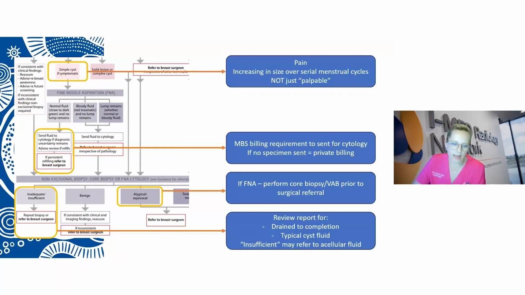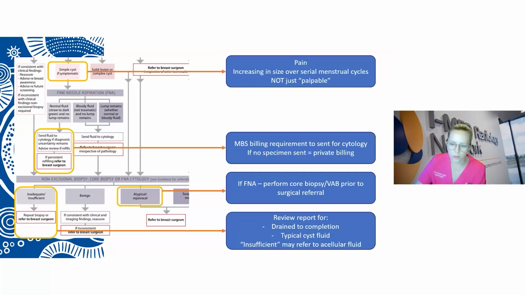If you've done an FNA and it has come back as atypical or equivocal, I would recommend that you do a core biopsy before you refer to a surgeon. You will just help everyone's pathway in that case because that is what they will ask for. And the last component is this inadequate and insufficient. So repeat biopsy is an option, but I'd also say that ongoing review is an option.